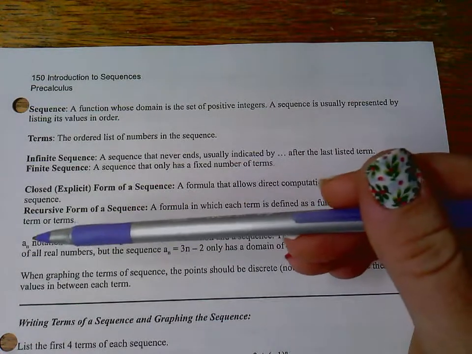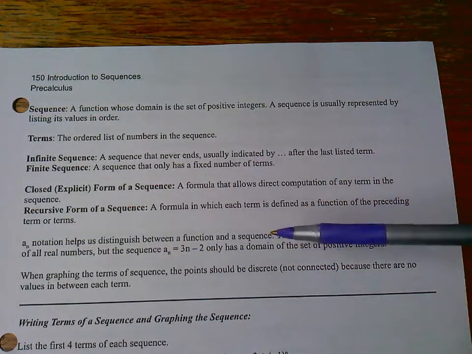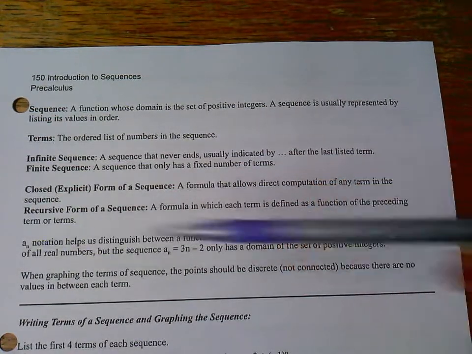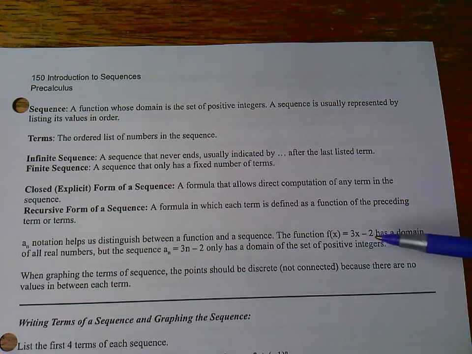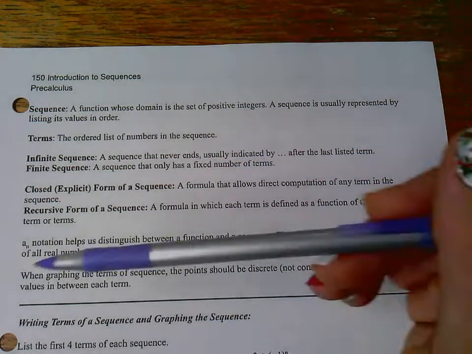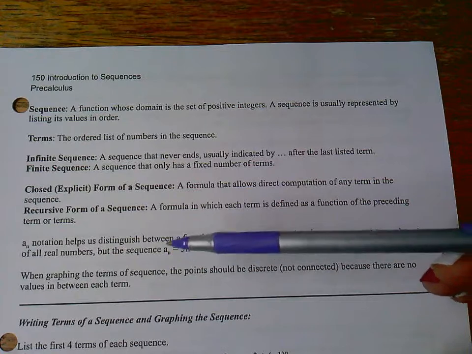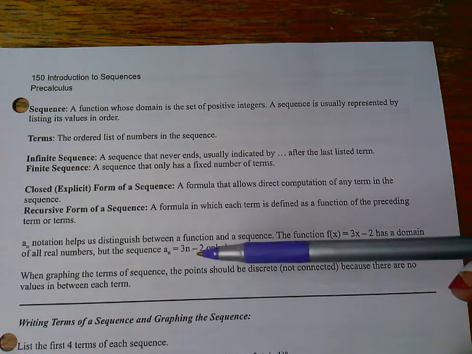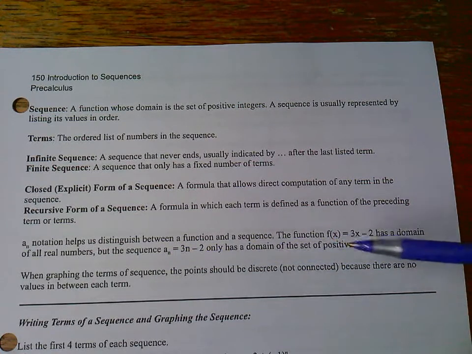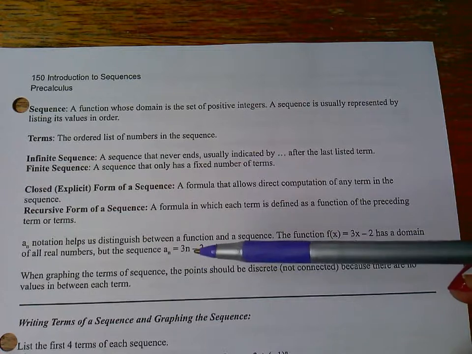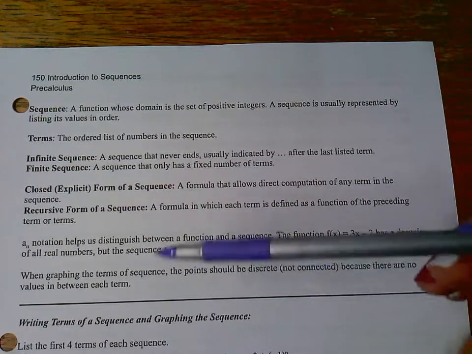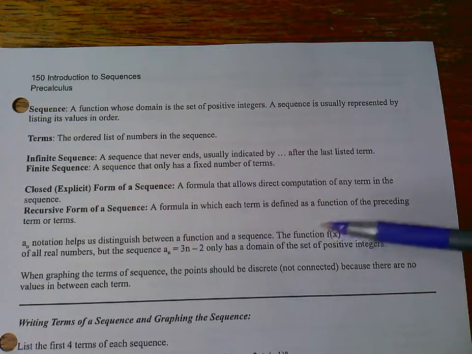A sub n is just a notation, and it helps us distinguish between a function and a sequence. So we're going to use a sub n a lot today. The function f of x equals 3x minus 2 has a domain of all real numbers, but the sequence a sub n equals 3n minus 2 only has a domain of the positive integers. 3x minus 2, 3n minus 2. It's the same function. I can just only plug in 1, 2, 3, 4, 5 here. I can plug in whatever I want up here.